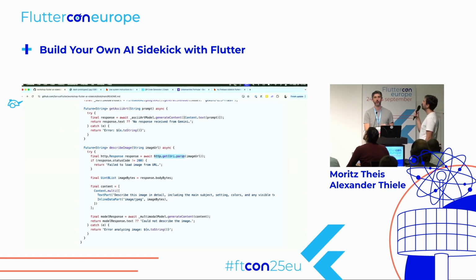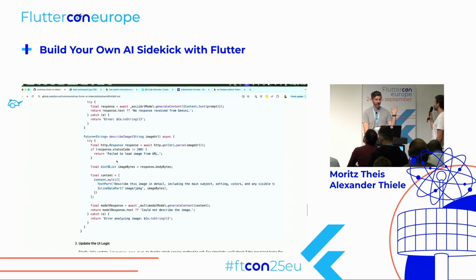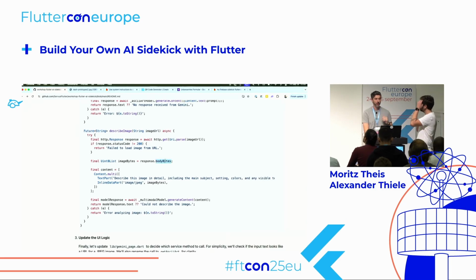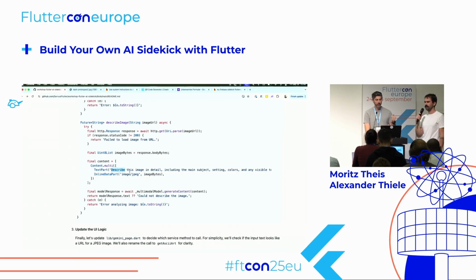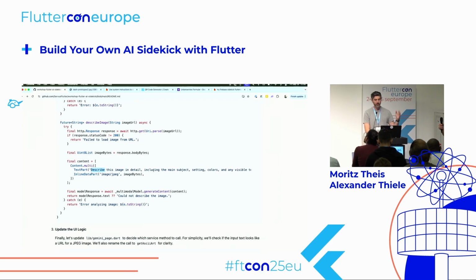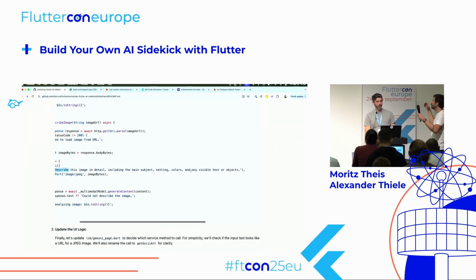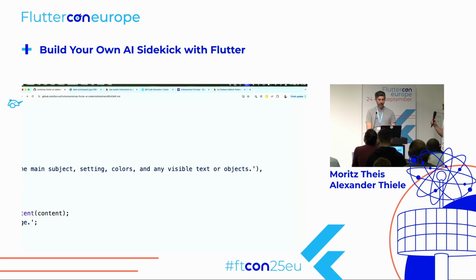So we need to, of course, have it on our phone, and we need to push it to Gemini in this case. And so we download it. We stupidly check if it's successful, and we get the body bytes out of it. So we have a Uint8List of bytes, and then we push this to this inline data part. So we basically can say, okay, it's a JPEG, and these are the bytes, and there's also a prompt like, hey, describe this image in detail, including the main subject, setting, colors, and any visible text or objects.